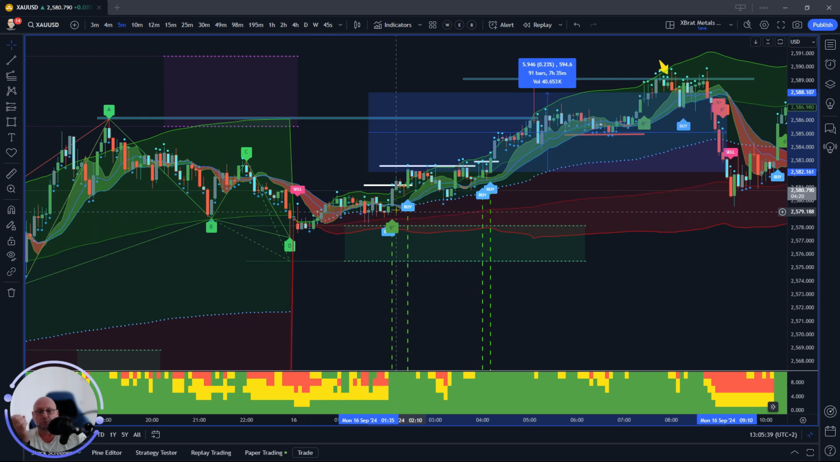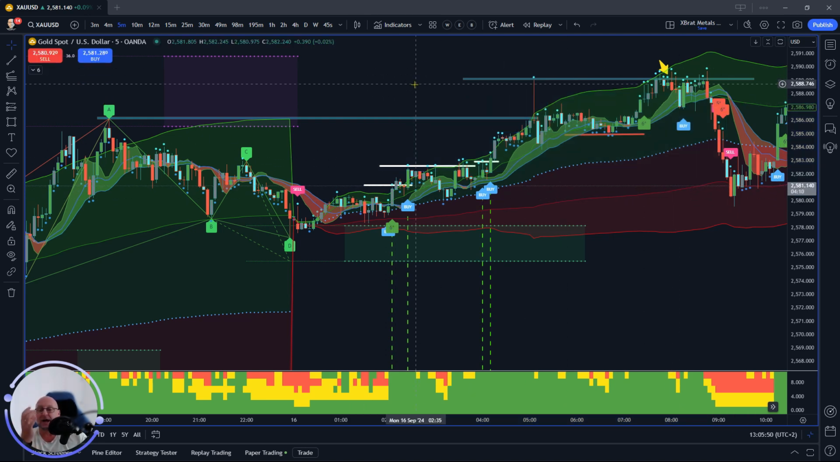We get the gold pit open, we get a 6-star buy from the xBrat algo, then we get buy signals from the VWAP Predator, momentum's building, volume's building. We need to get in on this trade, then we need to manage it. And that's all included in the ultimate trading bundle.